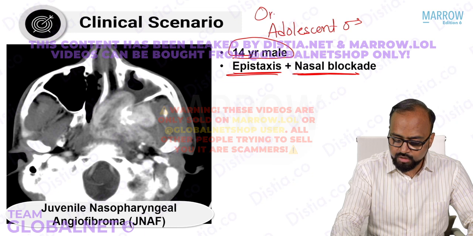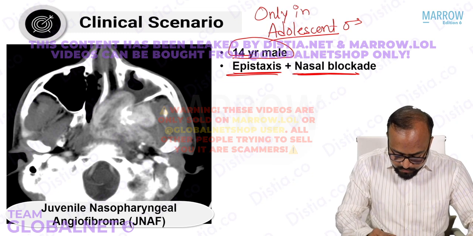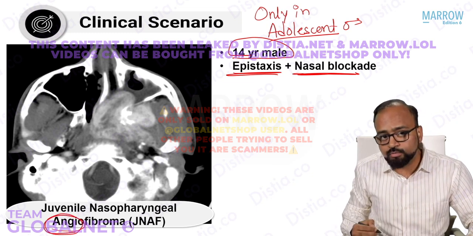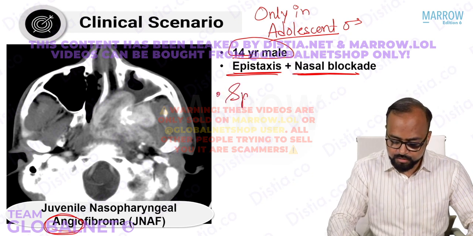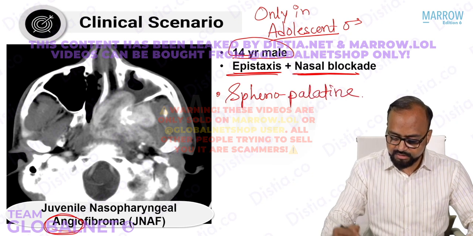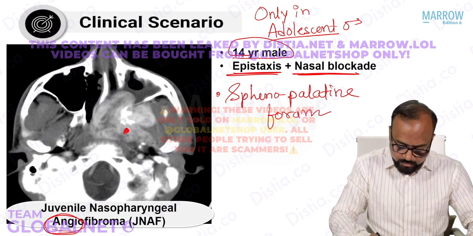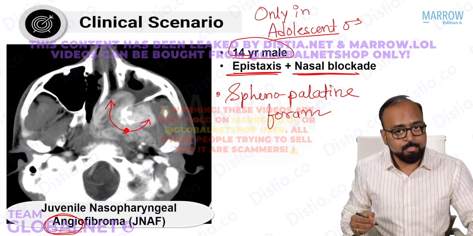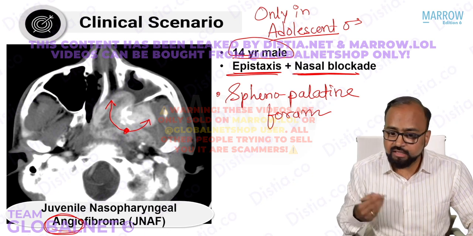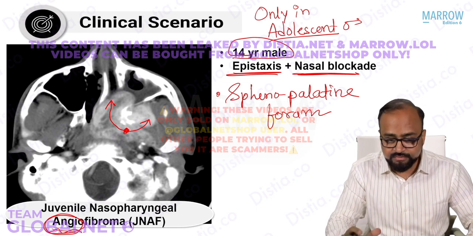It is seen only in adolescent males who will present with epistaxis, because juvenile nasopharyngeal angiofibroma is a very vascular tumor. Where does it arise? It is basically centered at the sphenopalatine foramen, which is somewhere over here. From here, the tumor extends into the nasal cavity, so it creates epistaxis. It extends into the infratemporal fossa, right? It extends into the cranial cavity as well. So it shows intense enhancement because it is a vascular tumor. So remember, this is a very specific clinical situation.